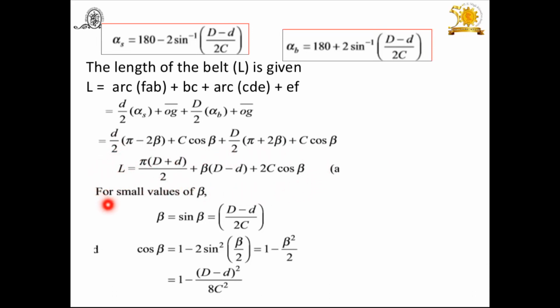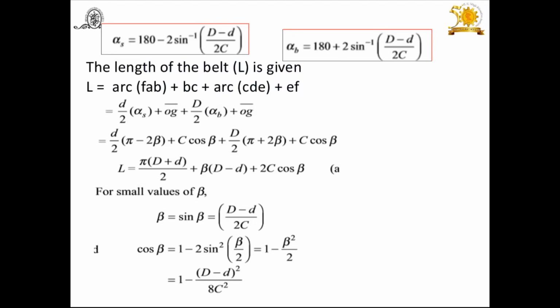Again here for smaller values of beta, sine beta is equal to D minus d by 2c, and cos beta is equal to 1 minus 2 sine square beta by 2. This is the expression, a geometrical relation or formula, we can use. So you will get 1 minus beta square by 2. Substituting the cos beta is equal to this value here.